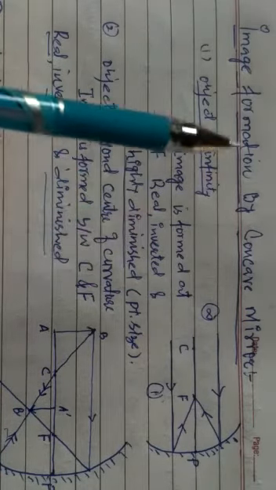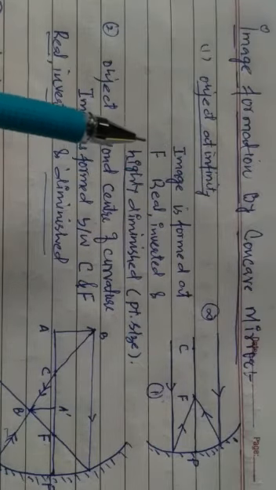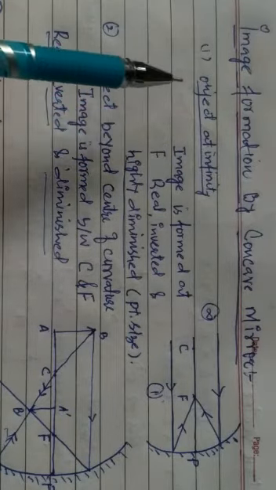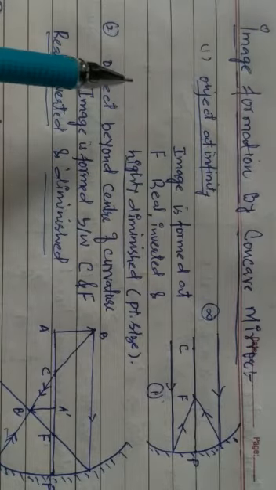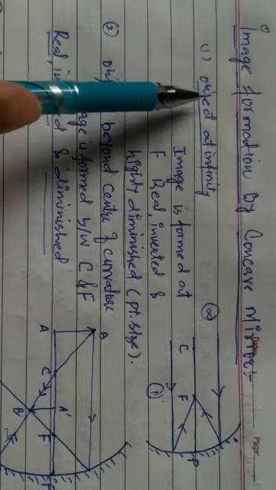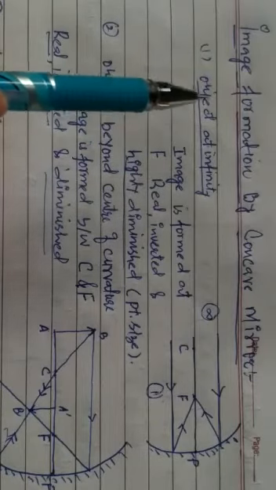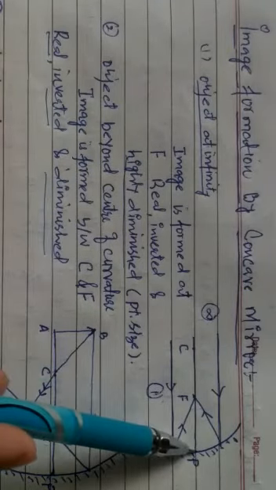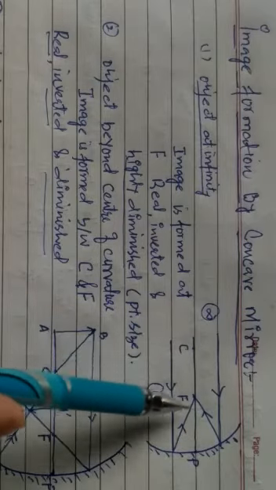Today we have to read about image formation by spherical mirrors. The image formed by spherical mirrors is at different positions. So we are going to place the object at different positions and see where the image is going to form. The first type is object at infinity, when the object is very far away from the mirror.